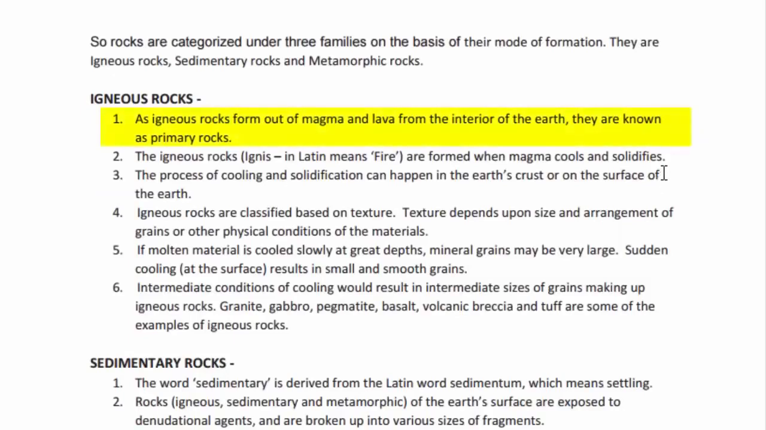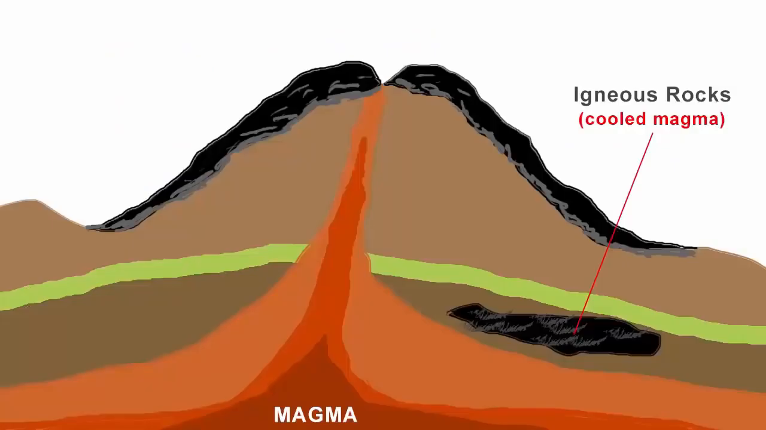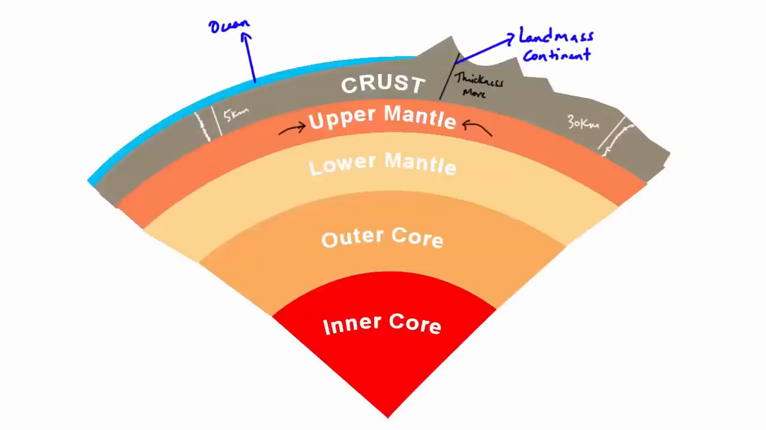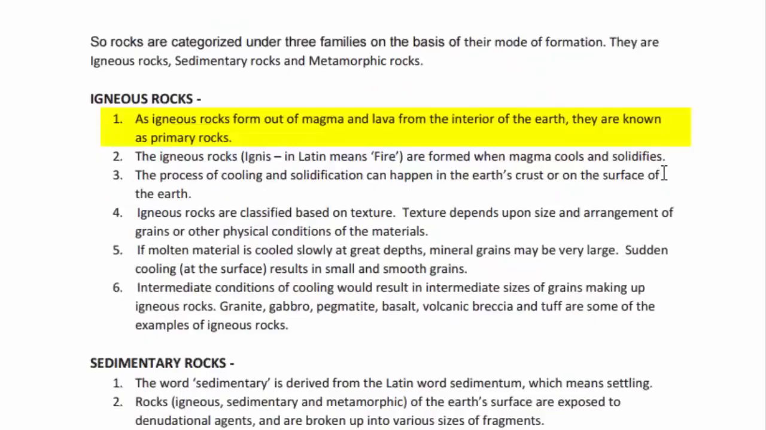So, the first one is igneous rock. Now, igneous rocks are formed out of magma and lava from the interior of the Earth. Magma is also called molten rock, and it is found in the mantle of the Earth. If you remember this pic showing the different layers of Earth, mantle is filled with magma, and when magma comes out of the surface, it cools down and becomes solid. That's how the igneous rocks are born.